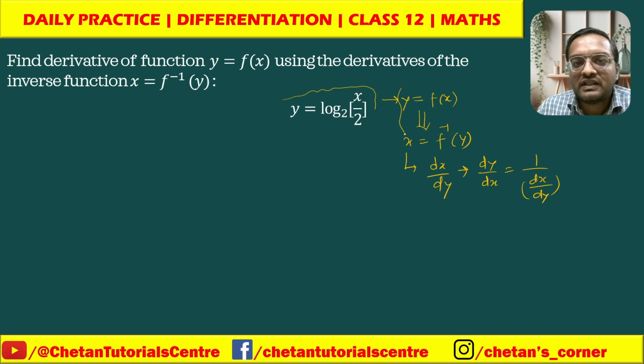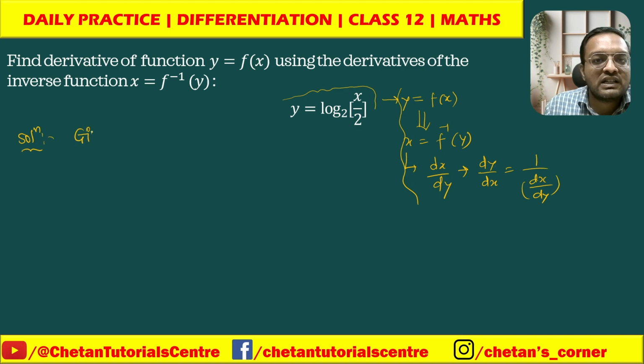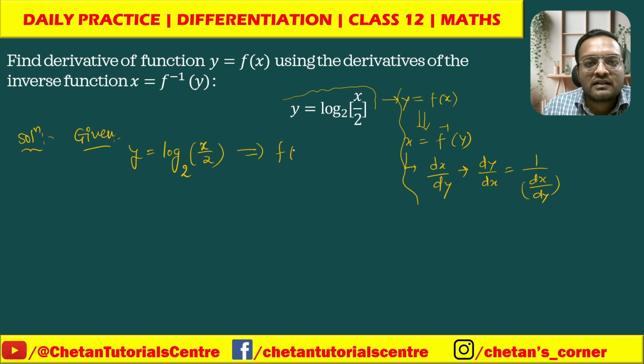Now how to apply these steps? Let me show you in this video. Solution. First we will note down the given question, that is y is equal to log of x by 2 to the base 2. Now this is a function of x. I will convert it into a function of y. Means we have to shift this x to the left side, and whatever function we get in terms of y, we have to write it on the right side.